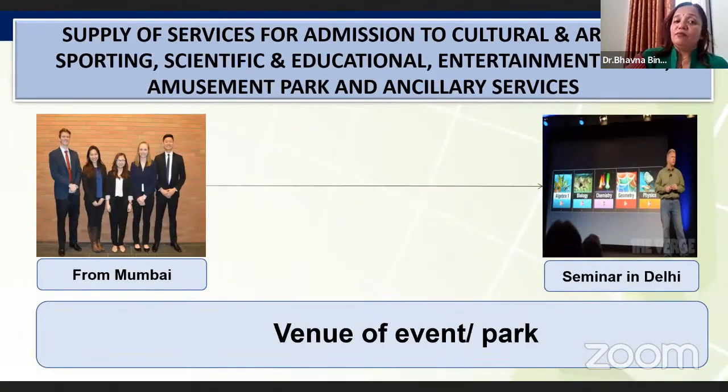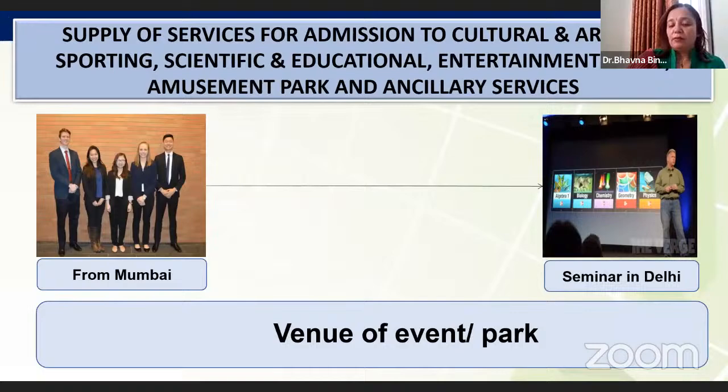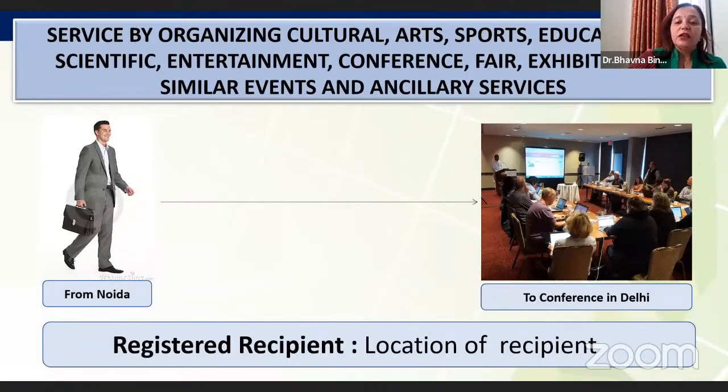अगर मैं किसी इवेंट में जा रही हूँ, किसी इवेंट को मैं सर्विसेज प्रोवाइड कर रही हूँ, किसी कॉन्फ्रेंस में मैं स्पीकर बन के जा रही हूँ, तो जहां पे भी वो इवेंट, जहां पे भी वो कॉन्फ्रेंस हो रहा है, that would be the place of supply. मैं अम्यूजमेंट पार्क में जा रही हूँ घूमने के लिए, मैं इमेजिका में जा रही हूँ, इमेजिका would be the place of supply.